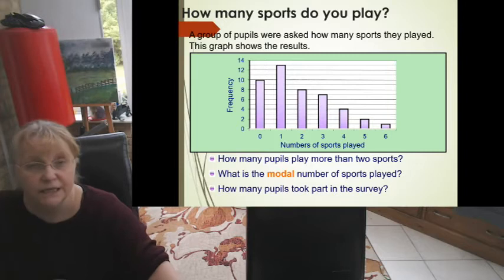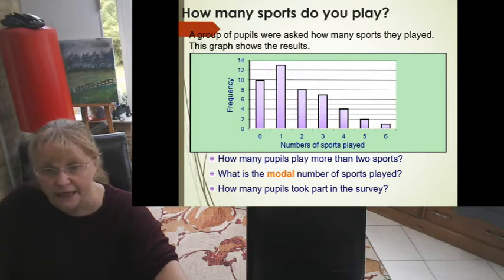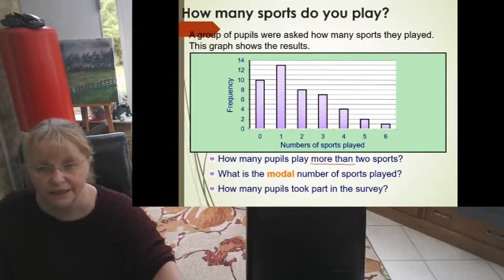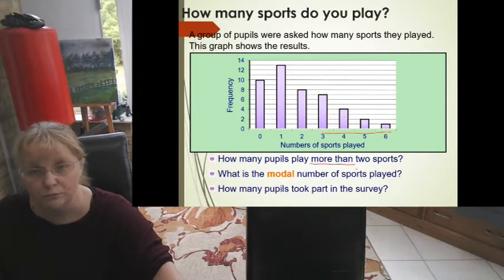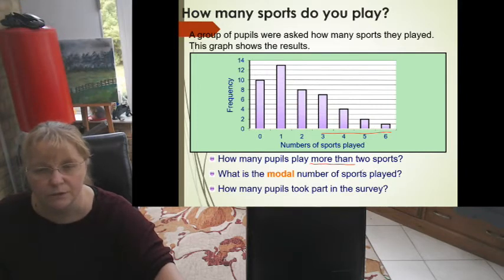Cool. So when we do this, how many pupils play more than 2 sports? So what you do is, this is the bit that's important. More than 2 sports is 3, 4, 5, 6. So if we add them all up, you'll find that that would be 7 plus 4 plus 2 plus 1, and you'd add up together, which I believe was 14. Yes, it was.